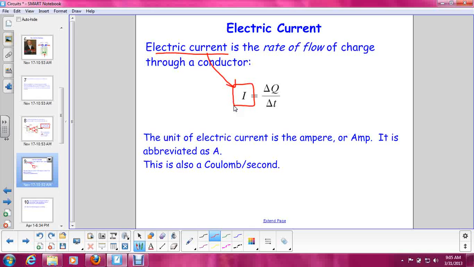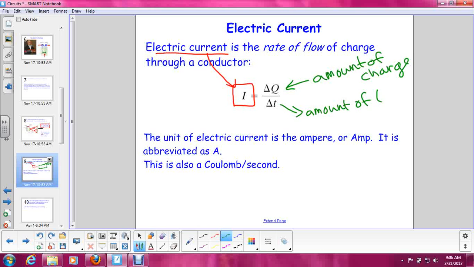It's capital I. And we can calculate it if we know how much charge, so this is the amount of charge that moves through a current in a certain amount of time. So let's say we have 10 coulombs and it passes through a wire in 2 seconds. That is a current of 5.